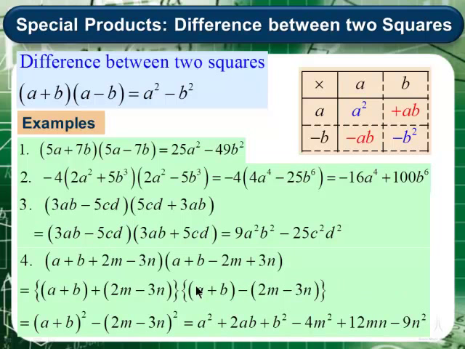Finally, we can have more complicated cases where the difference between two squares will help us to expand a product. For instance, we may have the product of two polynomials, in this case each with 4 terms, can you see? And in this case, if we rearrange the structure of this particular product in the way that is suggested by the next line, what did we do? We considered a plus b to be one term.